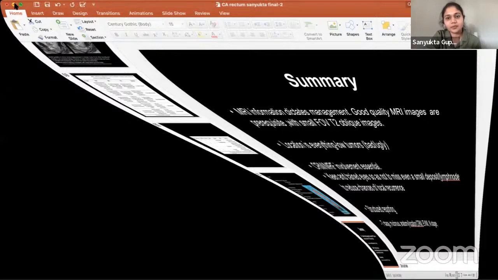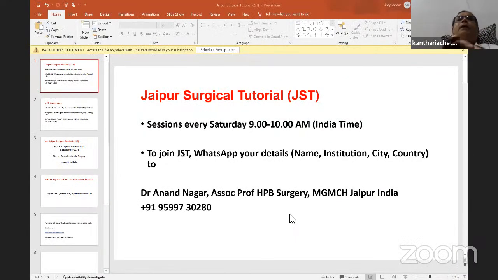I would just like to know, since my residency time, we are hearing that MRI is the best modality for rectal cancer. But still, in our practice, we are not getting this kind of images most of the time. So MRI protocols for rectal cancer are still not well established at most of the centers. What is the reason for that?